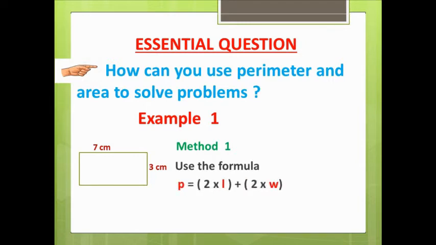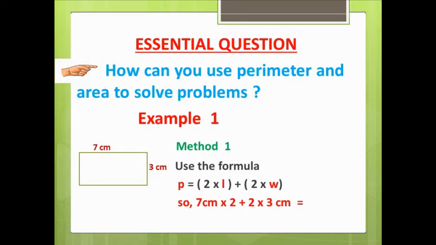Method 1. Use this formula. P means perimeter. The two that you can see there means the two equal sides. For example, up there we have 7 centimeters, but on the opposite side it is also 7 centimeters. And we have another 3 centimeters, the other side is also 3. To get the perimeter, you multiply the two sides. One side is 7 and the other side is 7, so those are two sides. Multiply by the length given. So you say 7 times 2.